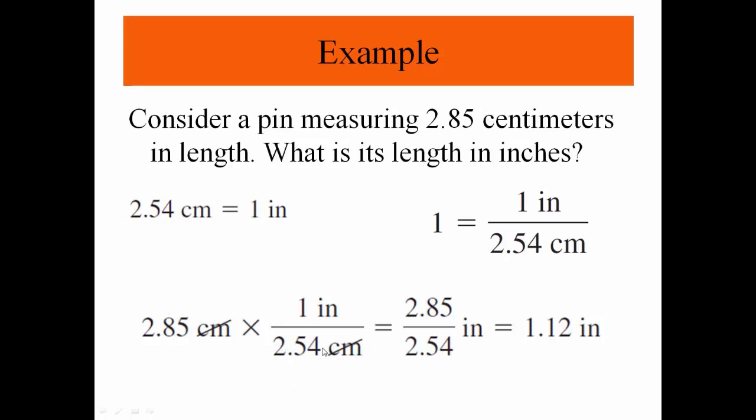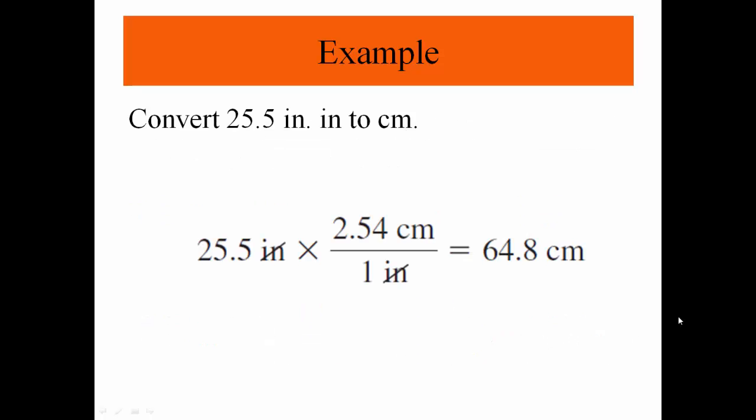When we write it like that, we can cancel the centimeter units in the numerator and denominator. The rest is the calculation: 2.85 divided by 2.54. And what is remaining from the unit part? We have only inches. So 2.85 divided by 2.54 is 1.12, and the unit is inches. So 2.85 centimeters is equivalent to 1.12 inches.